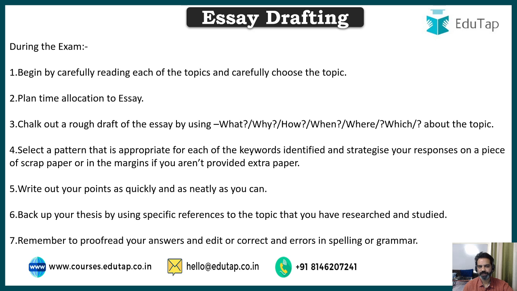Plan time allocation for the essay. Out of 90 minutes, you should allocate about 25 minutes to your essay. If you are well practiced, 25 minutes are enough. Why am I saying 25 minutes? Because it is the biggest chunk, and you will have two passages this year. So it will take at least 10, 15, 20 minutes to read those passages.